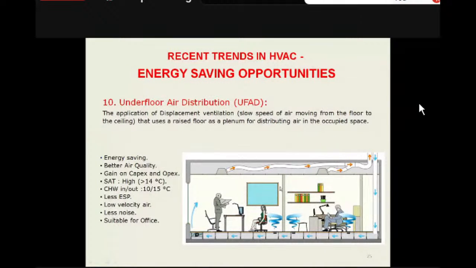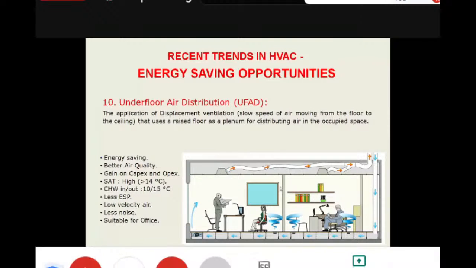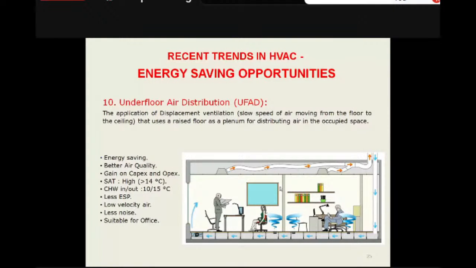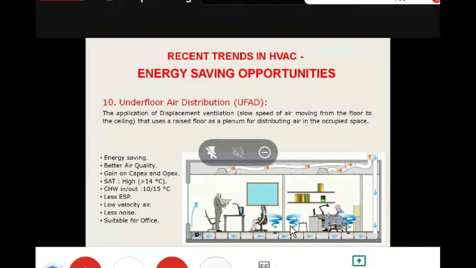Okay. Now it's the mechanical side, HVAC side. This is the underfloor air conditioning, underfloor air distribution. We have seen, as I said earlier, the conventional method of circulating the air. Anywhere in the air conditioning area, you would have seen supply from the ceiling and return also from the ceiling. This topic is underfloor air distribution.